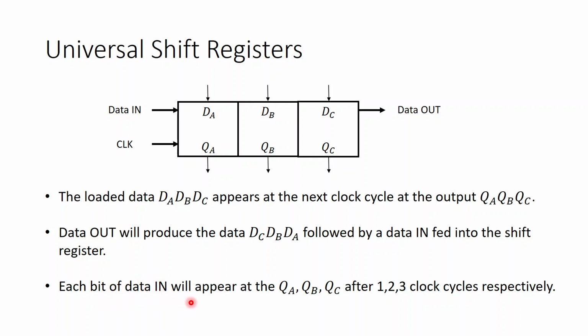Each bit of data in will appear at QA/QB/QC after 1, 2 and 3 clock cycles respectively, and as many flip-flops, that many clock cycles afterwards it will come. So this is the understanding about shift registers and universal shift register.